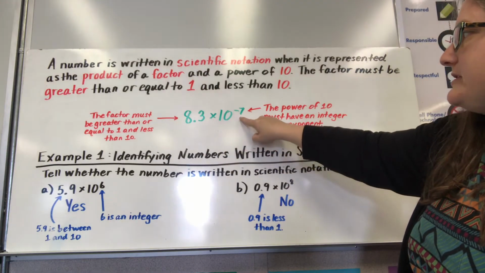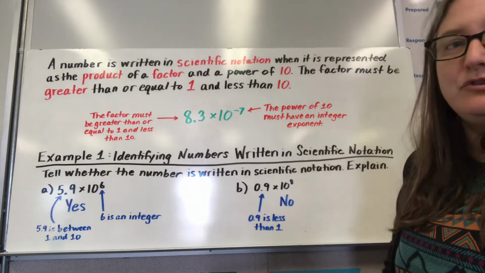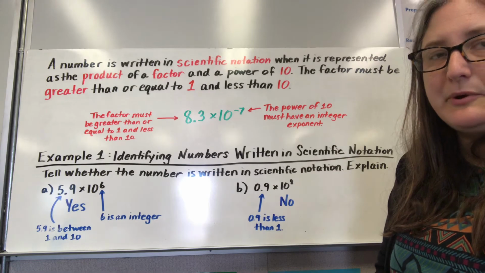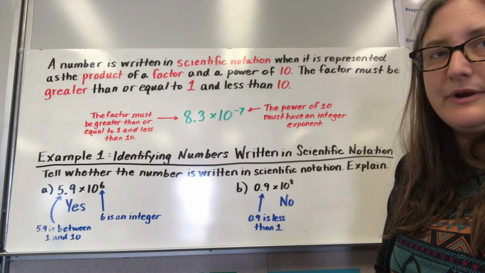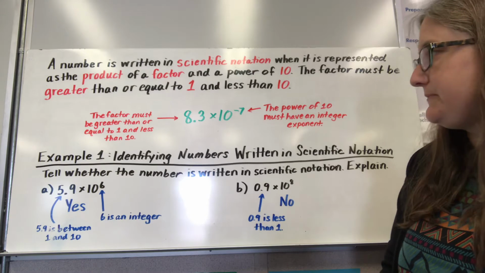For the power, the exponent must be an integer. You can't have an exponent that is either a fraction or a decimal. It must be an integer.